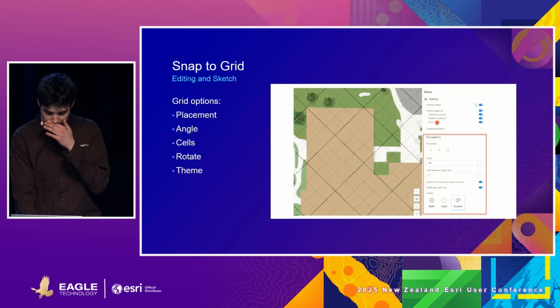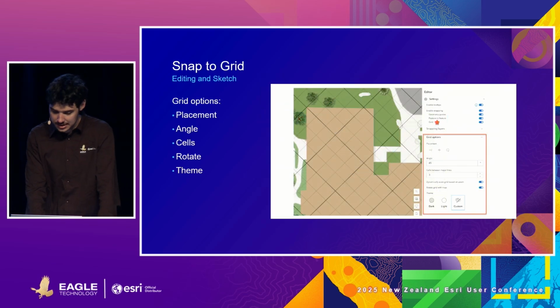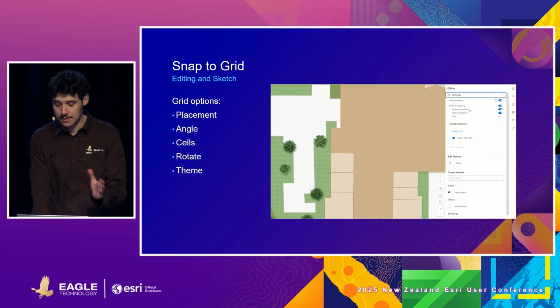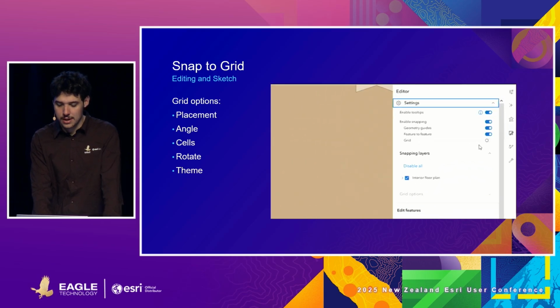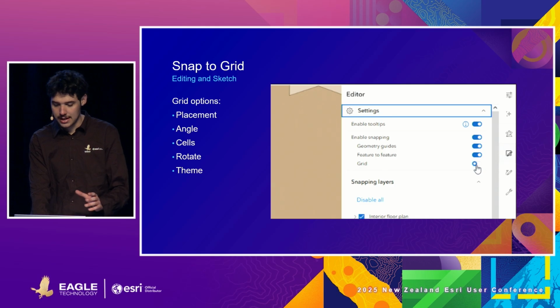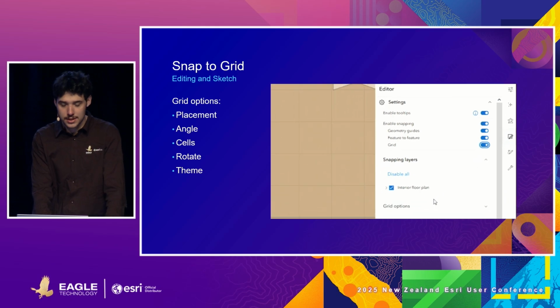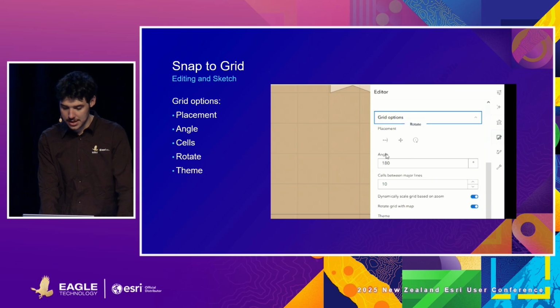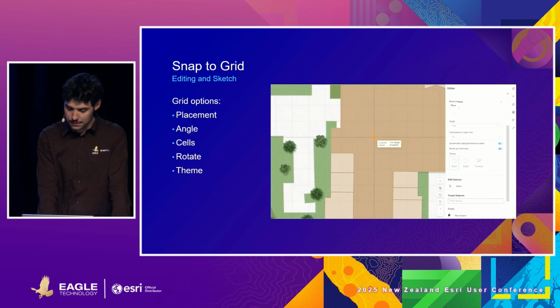So with Snap to Grid, the grid tool is housed in the settings tab of the editor and the sketches pane, so you can select it through either pane. It can be used as a visual aid and as a snapping tool to create straight lines and spacing between features. It can both snap to pre-existing features during placement and be used as a snapping source while editing features.